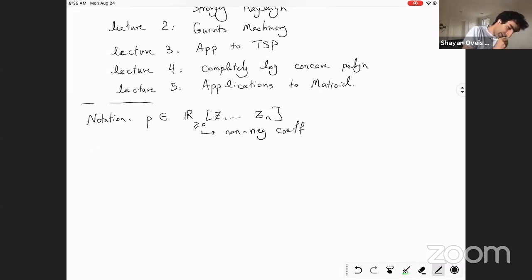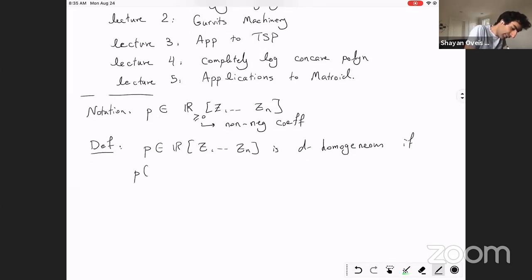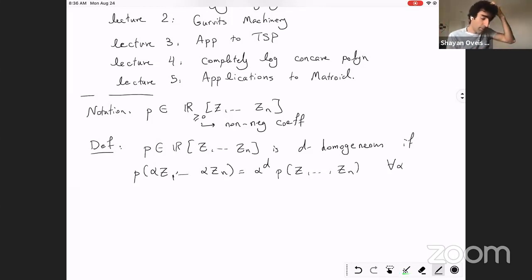If I do such a thing, let me call this a notation as opposed to a definition. Another definition: I say that a polynomial P in R[z1, ..., zn] is, say, d-homogeneous if P(alpha z1, ..., alpha zn) equals alpha to the d times P(z1, ..., zn) for all alpha. In other words, every monomial of P has degree d.